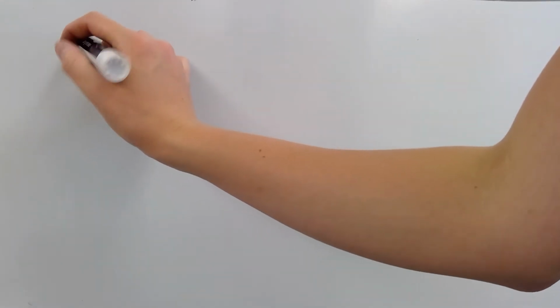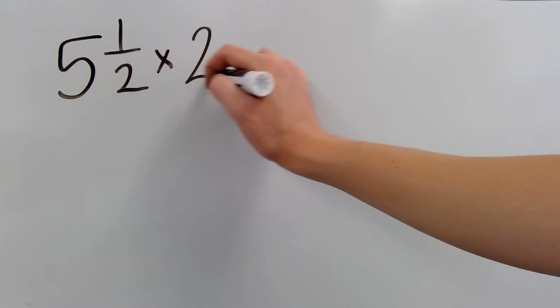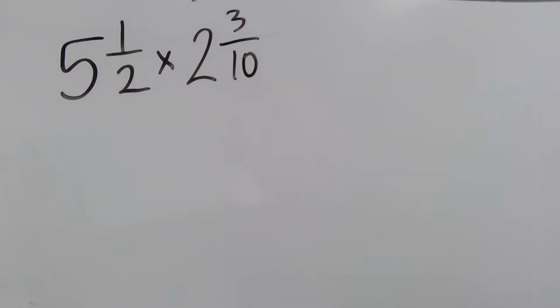I'm going to give you one. I want you to pause it and solve it, and then click play when you're ready. 5 1/2 times 2 and 3/10. Go ahead and start solving this problem if you think you know what to do, and then click play and we'll check it together.